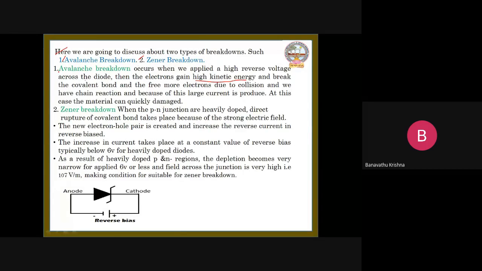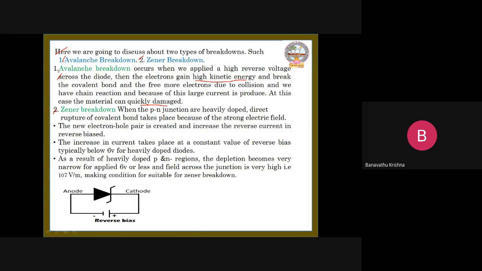Let us observe here. The avalanche breakdown occurs when a high reverse voltage is applied across the diode. Then the electrons gain kinetic energy and break the covalent bonds, and free more electrons due to collision, and we have a chain reaction. Because of this, a large current is produced. In this case, the material can be quickly damaged. So to protect the device from this situation, or to overcome this drawback, we go with another device, that is the Zener diode.